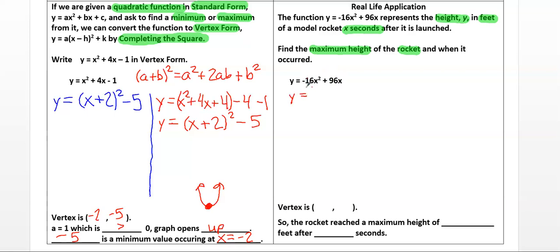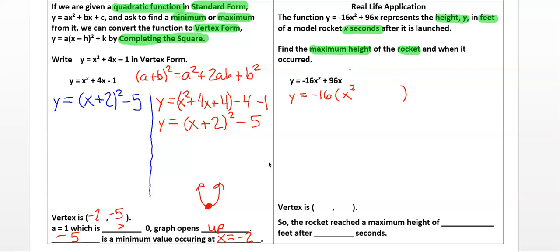But we're going to factor out a -16 because we need it to be 1. All right? So -16 times what is x squared? Well, that's just times x squared, right? Okay, negative 16 times what is 96?